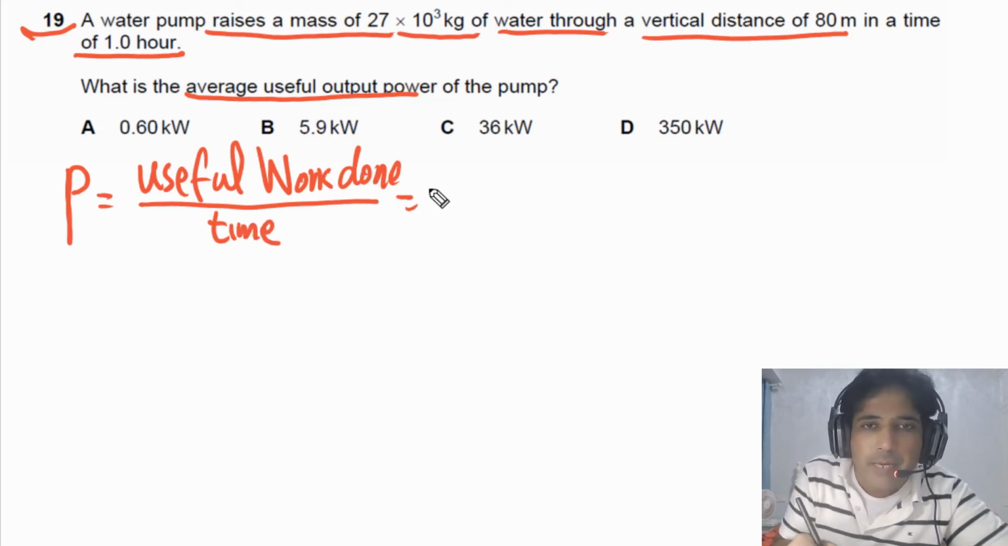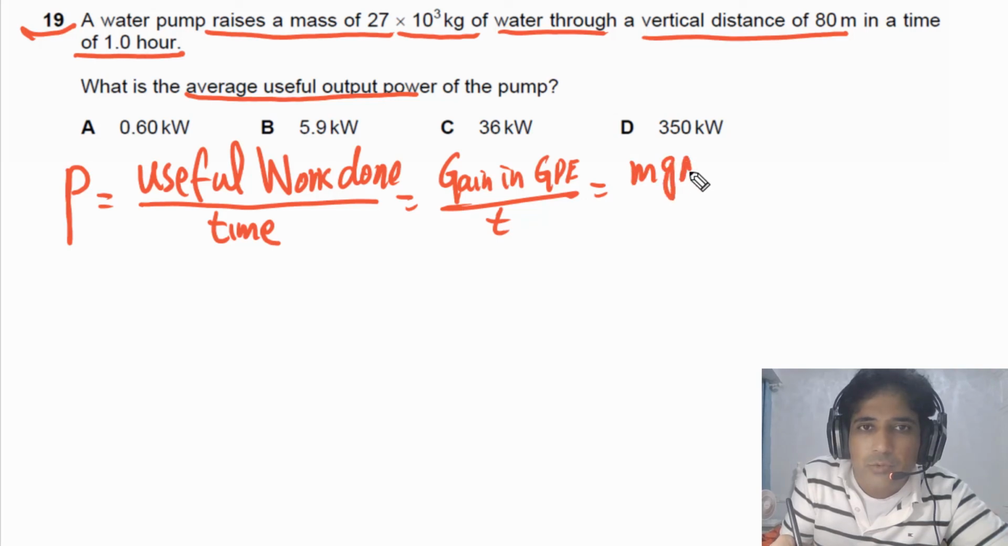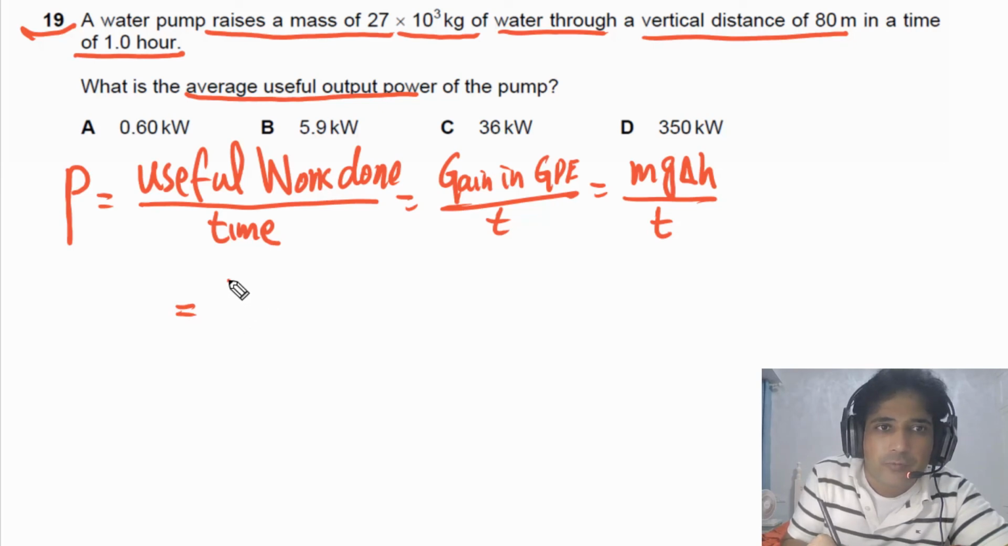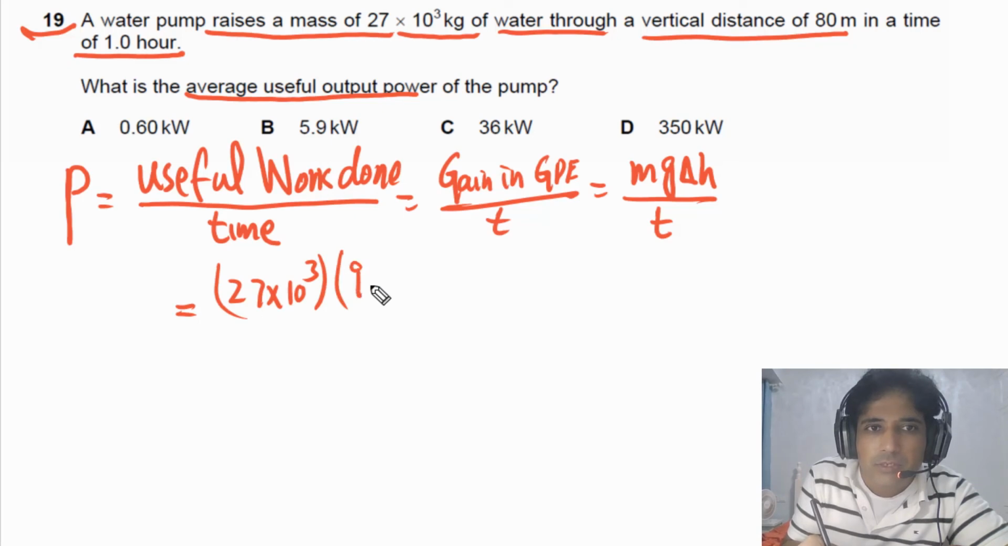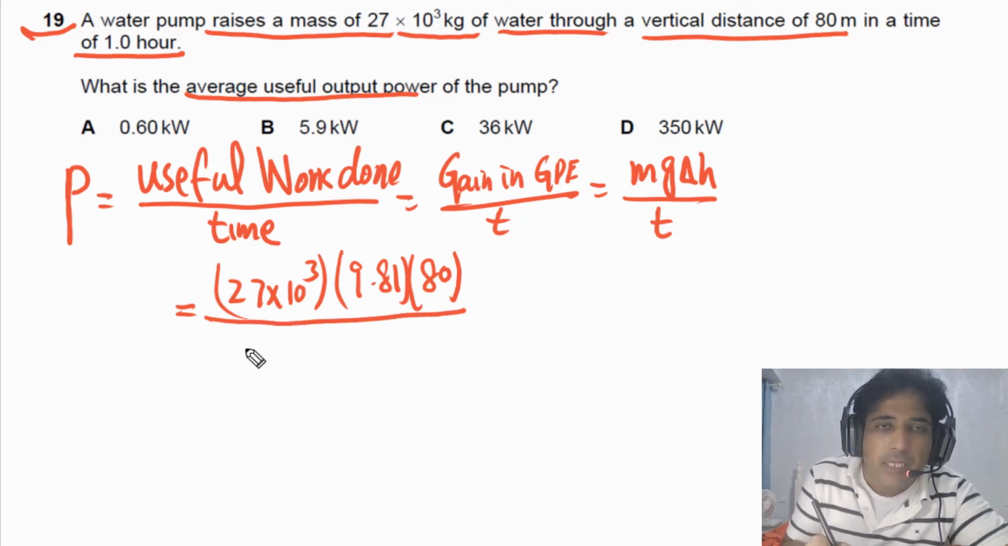Useful work done by pump in this case is equal to gain in GPE. So we can say gain in GPE divided by time. Gain in GPE we can write down, that is equal to mg delta h over t. In this case we have value of mass, that is equal to 27 times 10 to 3 kgs. g is equal to 9.81, and height is given, that is equal to 80 meters. And time taken is 1 hour, and 1 hour has 60 minutes and 60 seconds.